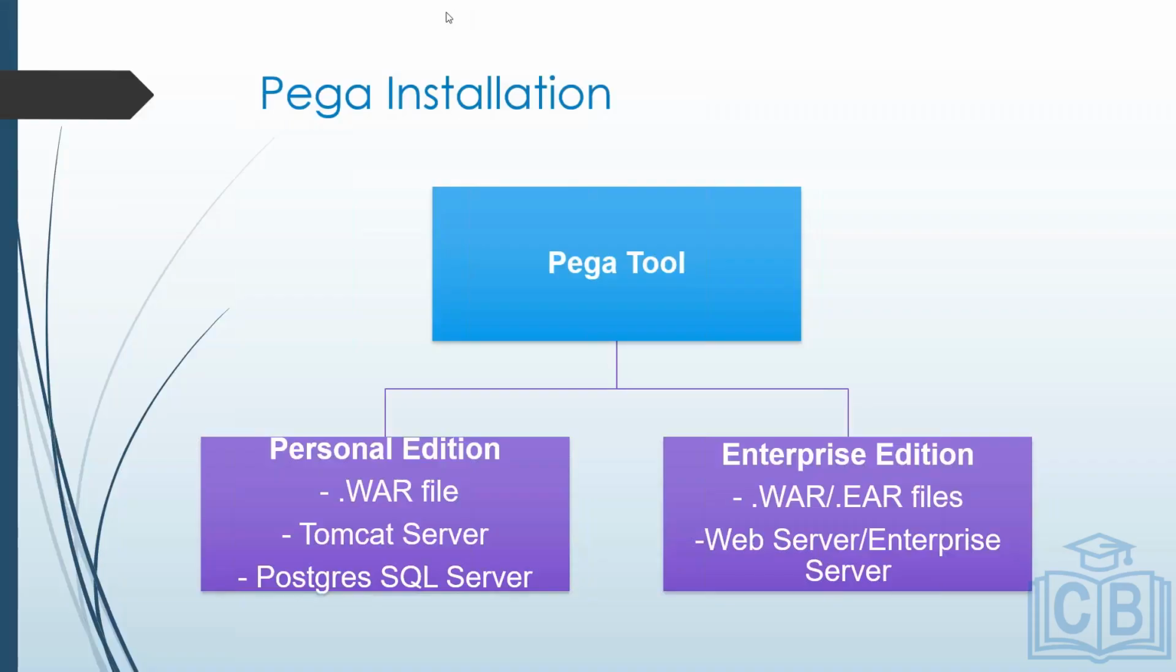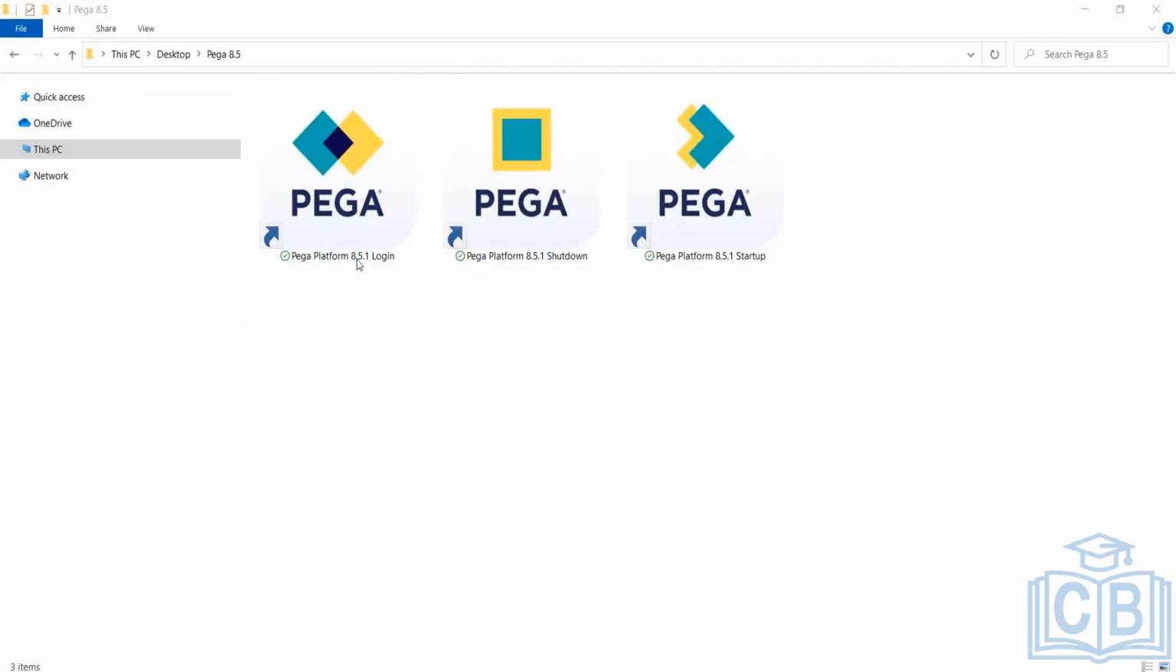You will get to see these three icons on your screen. You will get to see the PEGA login and down and start. Three icons or three shortcuts will be available on the screen.